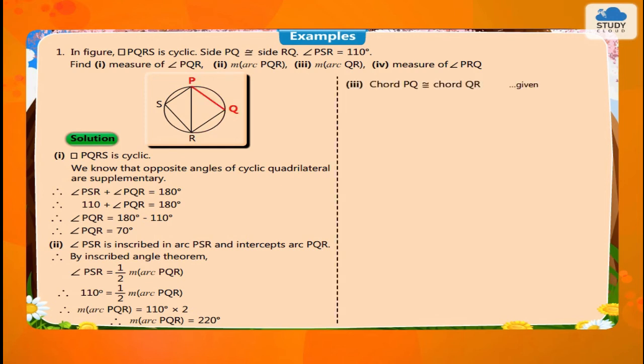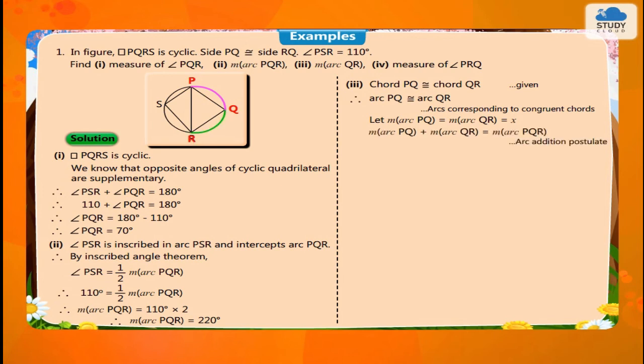3. Chord PQ is congruent to chord QR. Therefore, arc PQ is congruent to arc QR. Let measure of arc PQ be equal to measure of arc QR be equal to x. Measure of arc PQ plus measure of arc QR is equal to measure of arc PQR. Therefore, x plus x is equal to 220. Therefore, 2x is equal to 220. Therefore, x is equal to 220 upon 2. Therefore, x is equal to 110 degree. Therefore, measure of arc PQ is equal to measure of arc QR is equal to 110 degree.